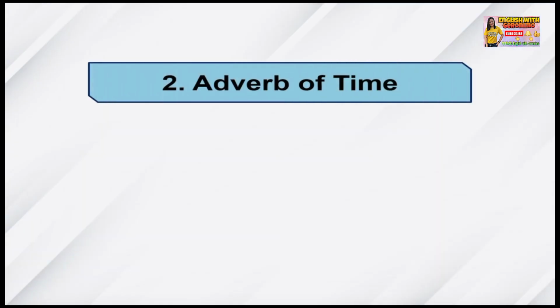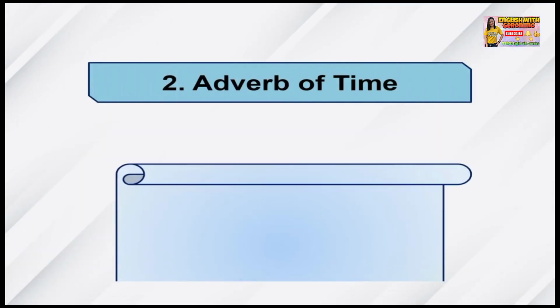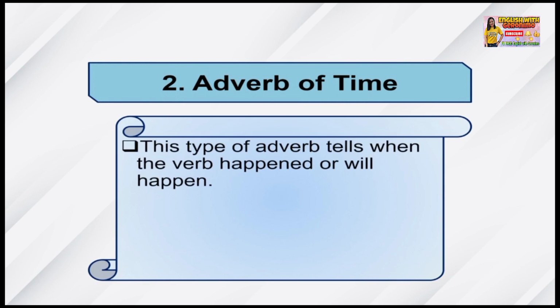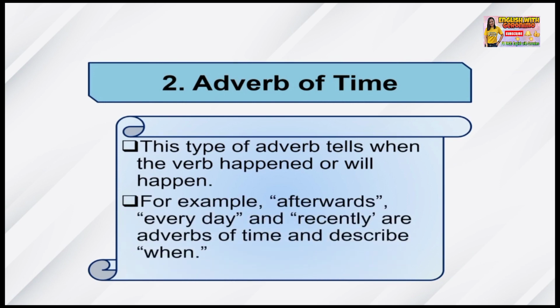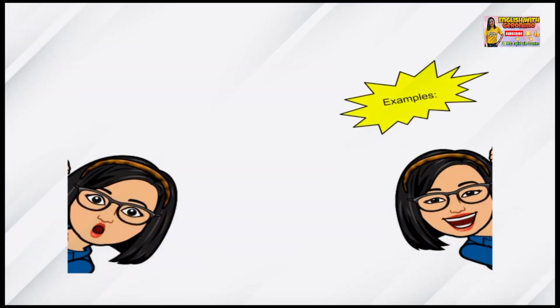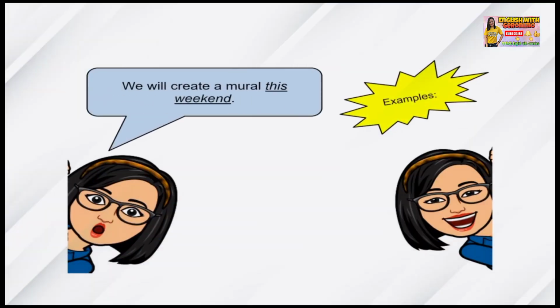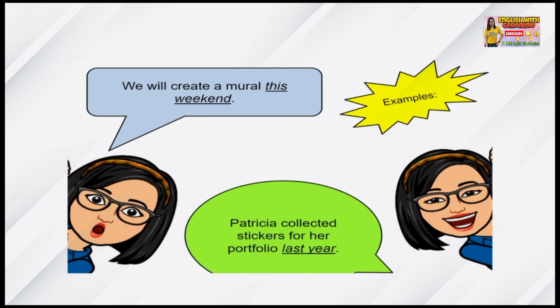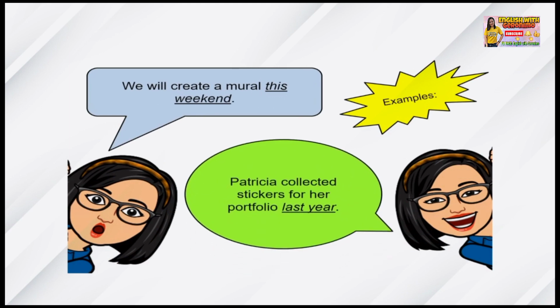Number 2. Adverb of time. This type of adverb tells when the verb happened or will happen. For example, afterwards, every day, and recently are adverbs of time and describe when. Examples: We will create a mural this weekend. Patricia collected stickers for her portfolio last year.